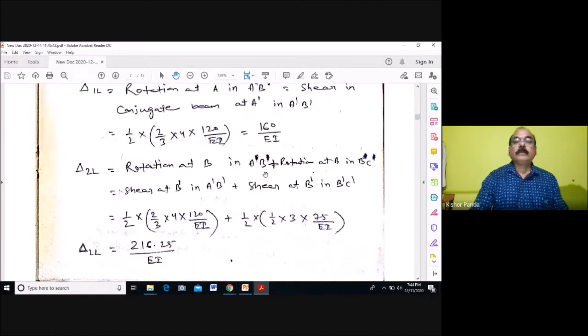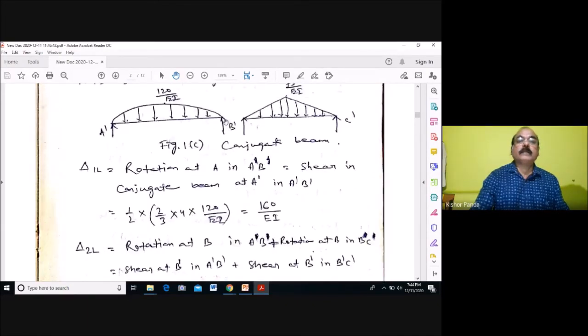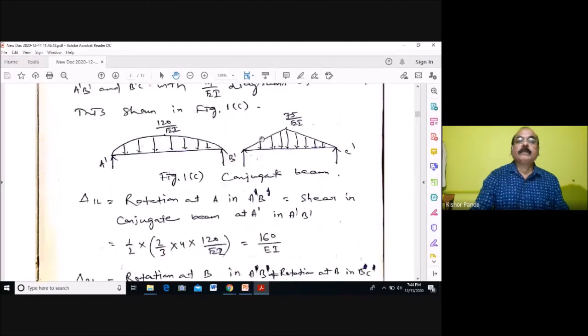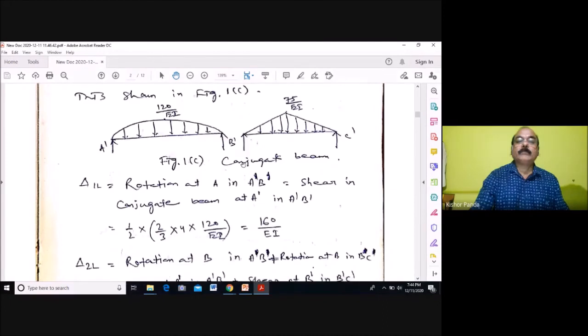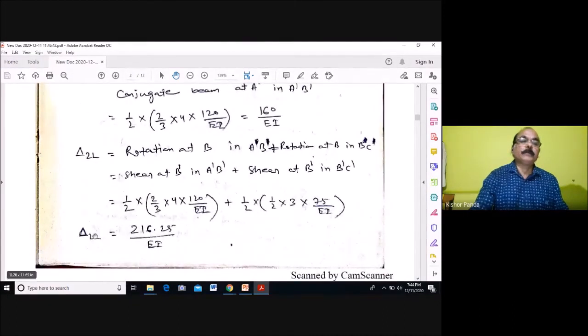So rotation at B in AB plus rotation at B in BC. From AB you find the rotation, and from the BC span you find the rotation. So in the conjugate beam method, you find the shear at B dash in A dash B dash and the shear at B dash in B dash C dash. After getting this, you know this is the reaction here. So 2/3 base into height, this is 160 by EI. And then this is a triangle. From the triangle, the area is half into base into height, half into 3 into 75 by EI. So half of this load is equal to the reaction at B dash. So this is the displacement delta 2L.